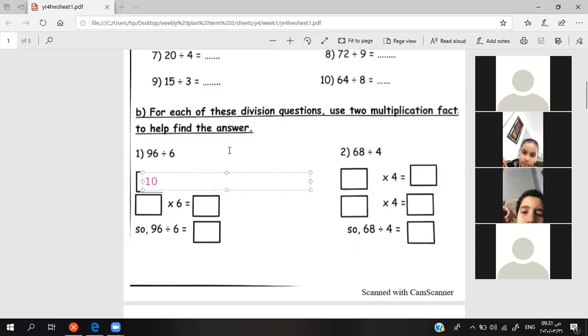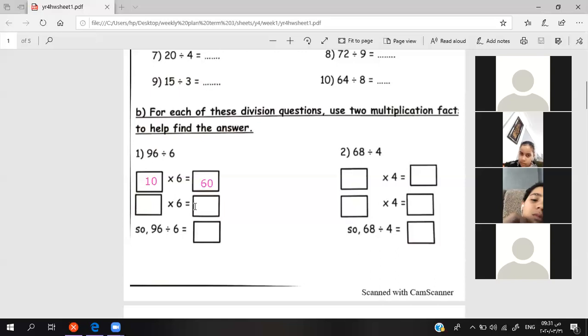I say 10 times 6, it's going to give me what? A 60. Do I want the answer to be 60? No, I want the answer to be 96. So what's the difference between 96 and 60? After 60, 70, 80, 90, like that I have a 30. And then the remaining 6, so it's going to be 36.